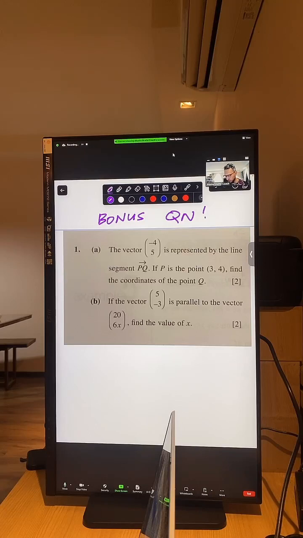So just to end things off, let's try this question together. This is a vectors question. Vectors is generally a pretty straightforward topic if you ask me. It's got a lot to do with your coordinate geometry as well. If you're good in coordinate geometry, you should be good in vectors. If you're not so good in coordinate geometry, then obviously vectors will also cause you some problems.